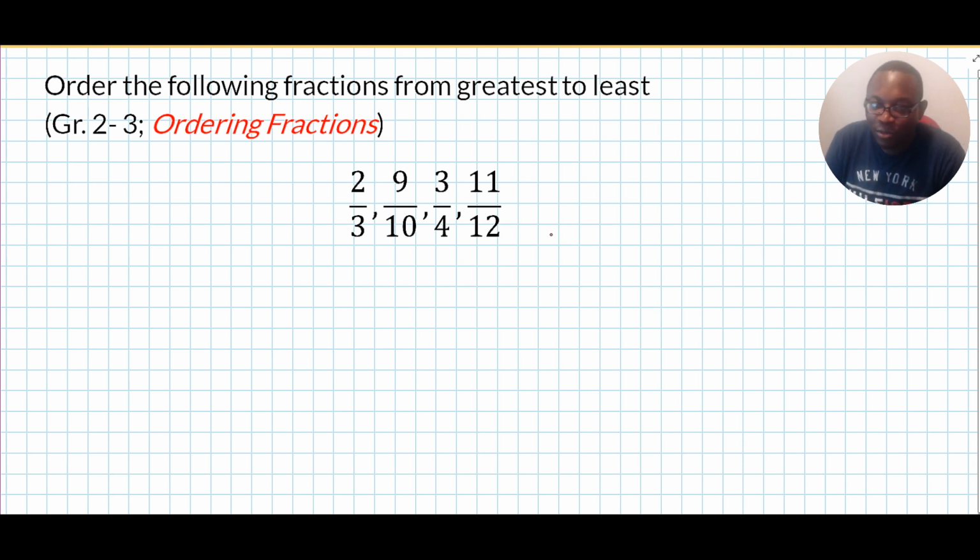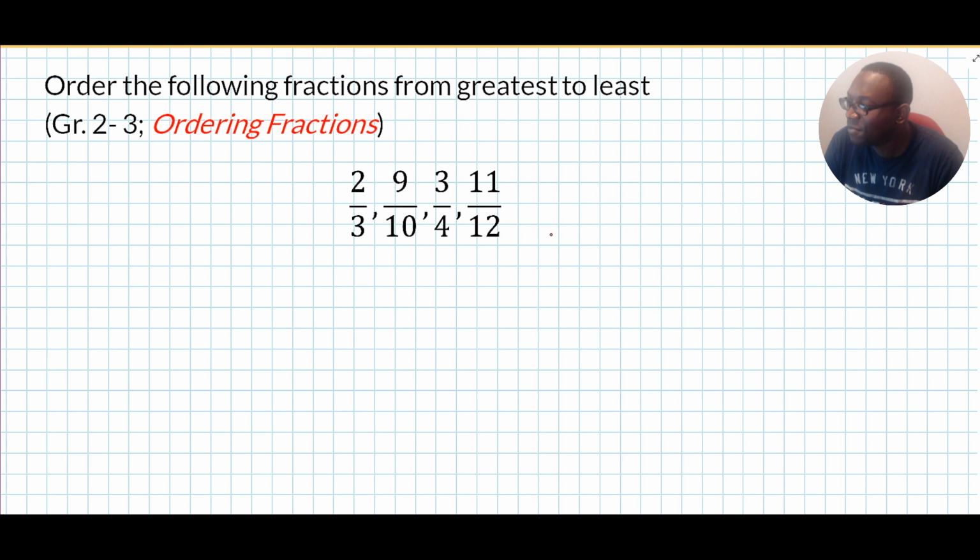Okay, let's wait for one more response, and then we'll go ahead and get started with the solution. All right, since I'm not getting another response, let's go ahead and show you how to do this. The first thing you always want to do when comparing fractions is get the same denominator, because it's easiest to compare fractions when they all have the same denominator. So let's figure out a way to get the same denominator.